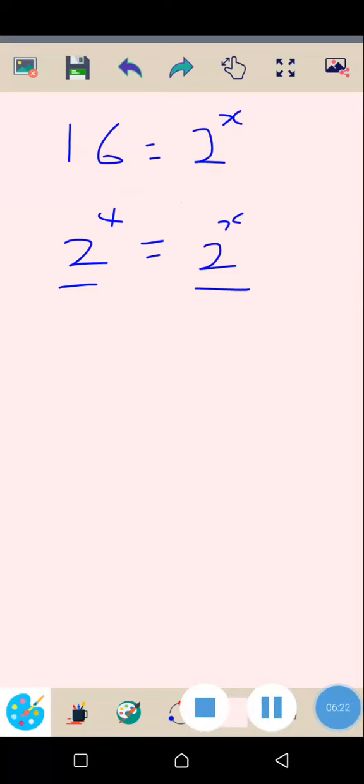So to solve further, we then have x equals 4, because this has been simplified to the same base, which is 2 and 2. We then have our final answer as x equals 4. That's the solution to the question.